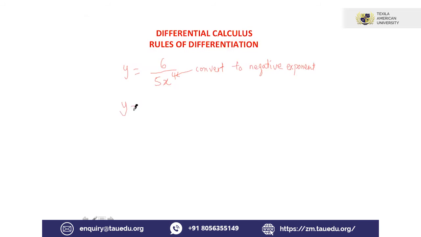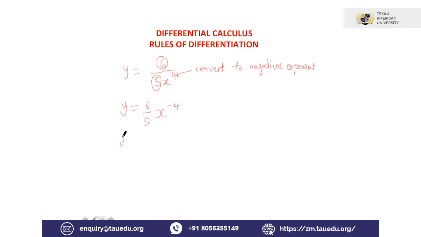So y is equal to, now how do we convert to negative exponent? Take the numerator, divide it by the coefficient of the denominator. So 6 over 5 will still give us 6 over 5. Don't write it as a decimal, okay? Then the power is positive. Positive 4 becomes -4.